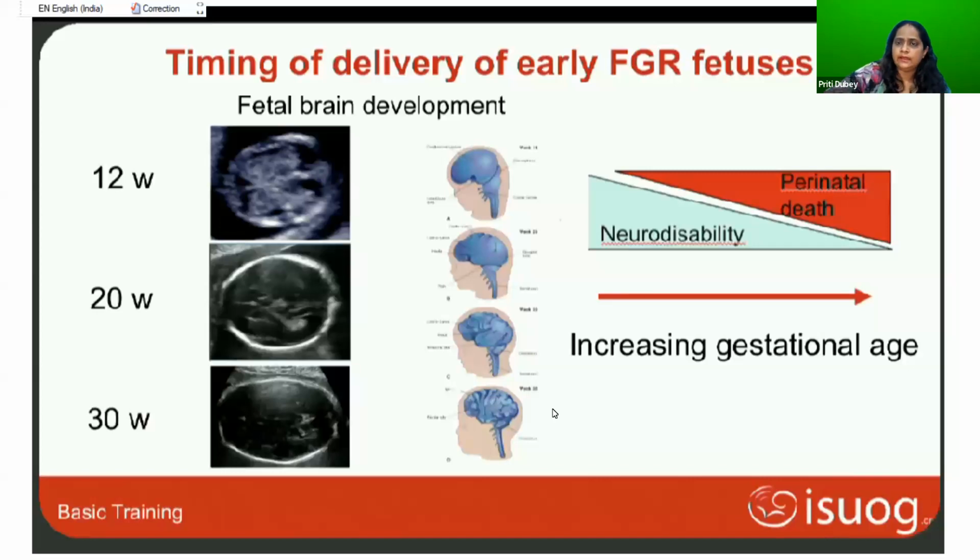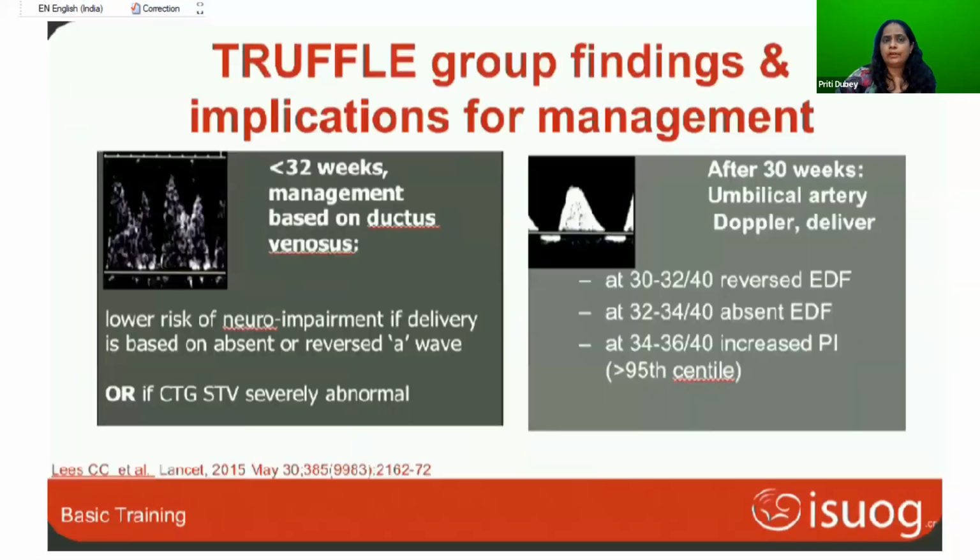With increasing gestational age, there is a decrease in neurodisability. What are we worried about? Why are we worried for the fetuses? Because of death, perinatal death, perinatal mortality, and the morbidity and the neurodisability. These two things we are very much worried about. So we have to balance between neurodisability and perinatal mortality as well as morbidity to deliver the fetus. That is very important: when to intervene in early FGR.